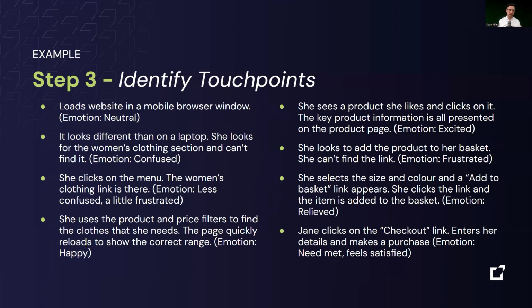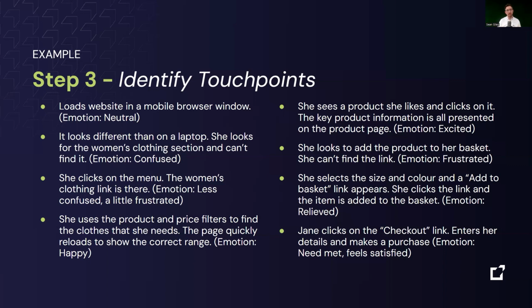She uses the product and price filters to find the clothes that she needs. This is on the women's clothing page. The page quickly reloads to show the correct range, so she feels happy, seeing the products that she needs. She sees a product she likes and clicks on it. The key product information is all presented on the product page. So she's getting more happy, excited that she's finding what she wants.